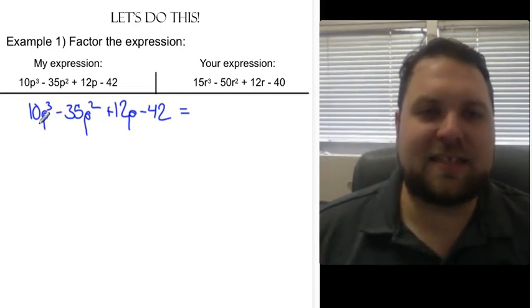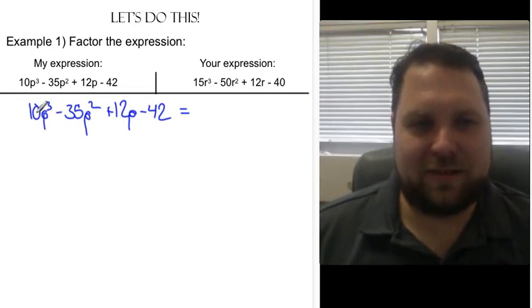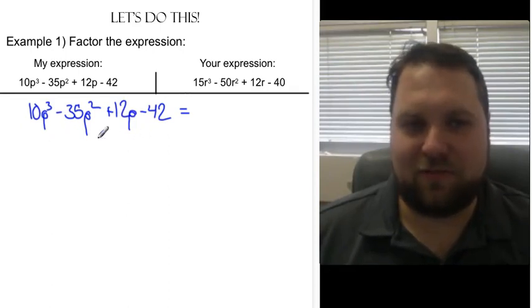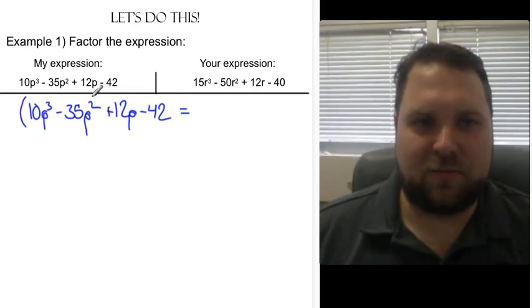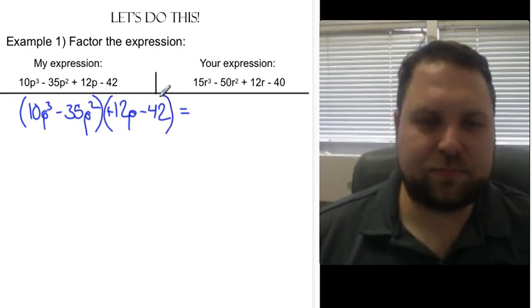So in this case, I know I can't, and here's why. 10 is 2 times 5. That can't be divided by 2. That can't be divided by 5. They don't all have a p. They have nothing in common between all four of them. So I know I'm going to have to group them. So I group these, and I group these.